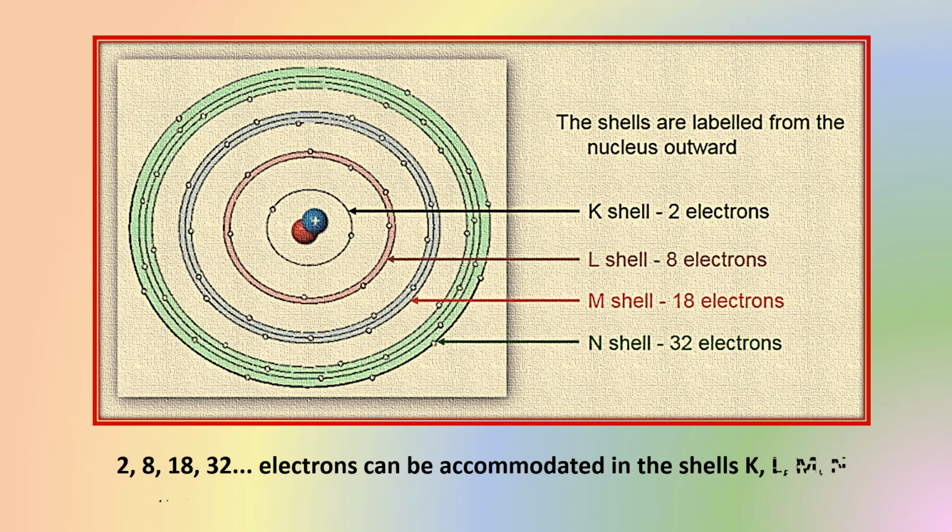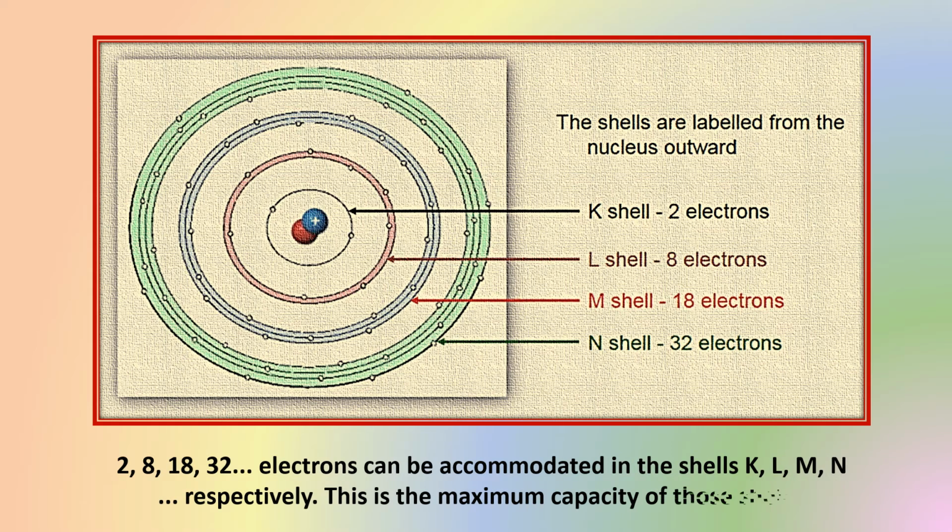Now, electrons can be accommodated in these shells K, L, M, N according to these numbers, and these numbers stand for the maximum capacity of that shell. Means the K shell can only hold 2. It cannot hold more than 2. The L shell can only hold maximum 8. It can be less, but it cannot be more than 8. And similarly, the M shell will have 18, not more than 18, and N shell not more than 32 electrons.